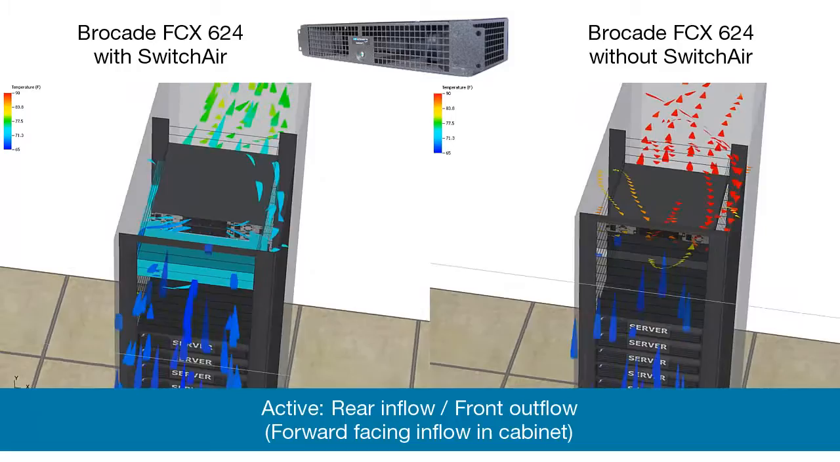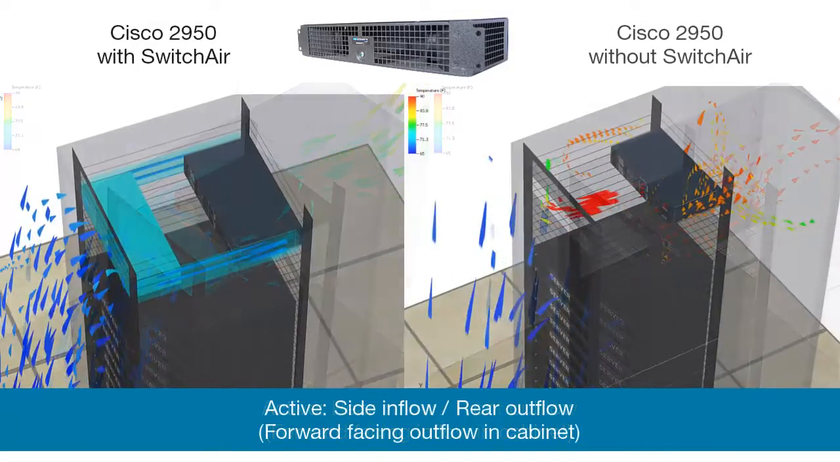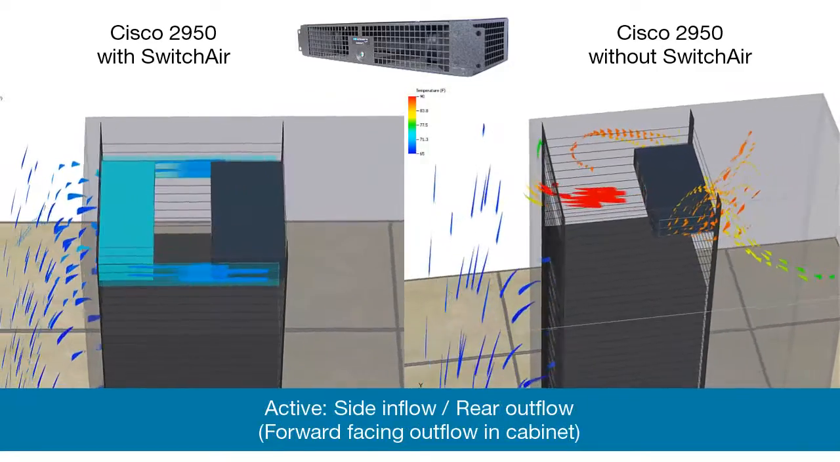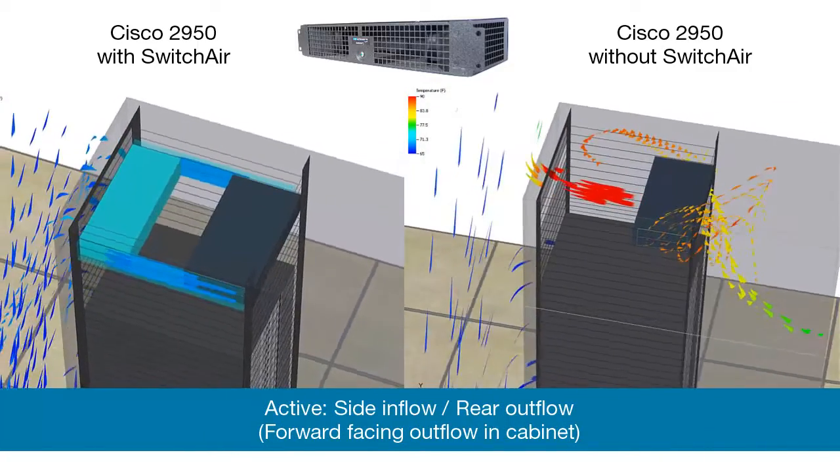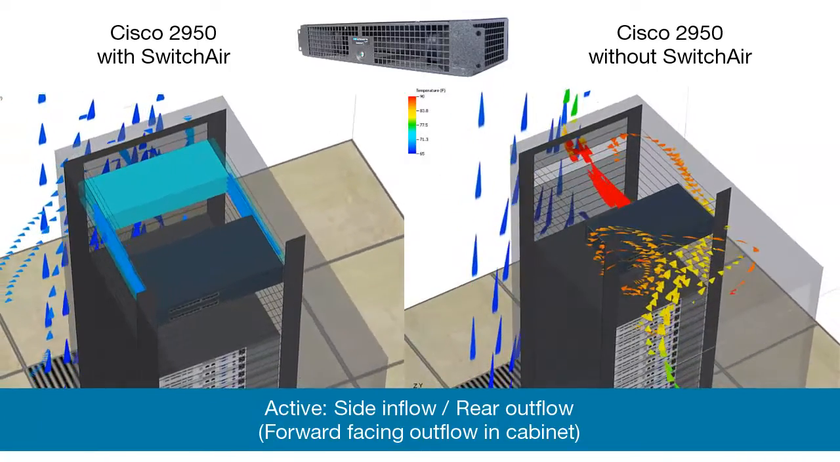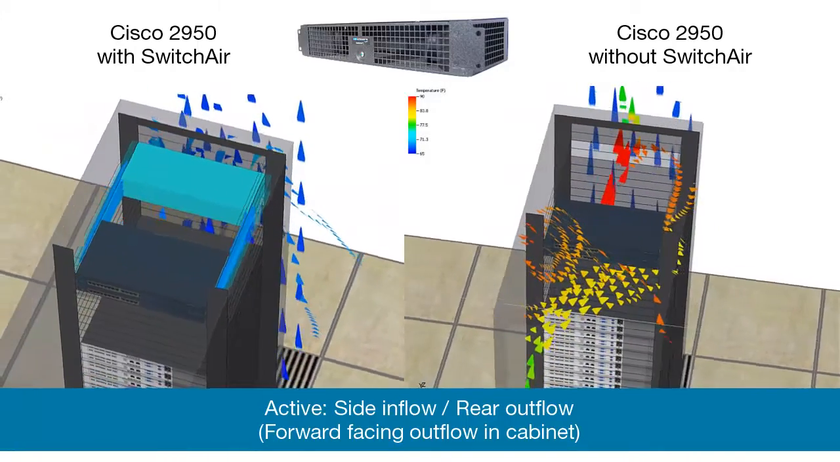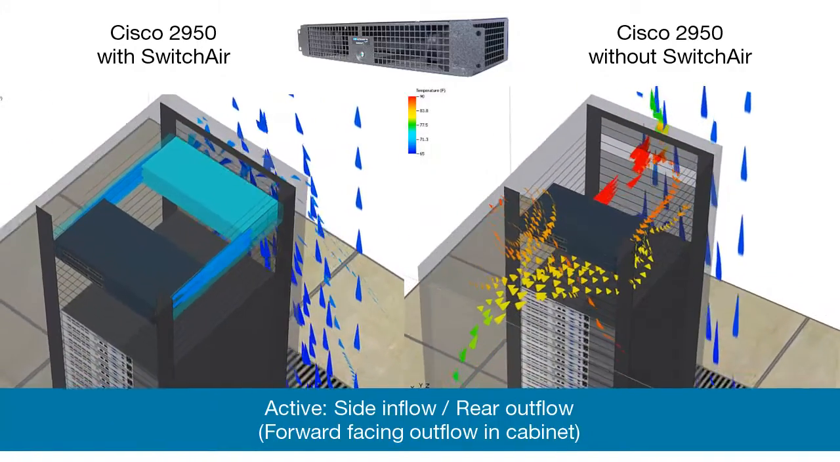This creates an additional issue of routing cables back from the front to the rear of the rack to reach the servers. Narrow cabinets do not allow enough space on the sides, nor is it feasible to remount a switch device that is already live. In this model, we see a side-to-rear flow Cisco device being cooled by an active SwitchAir unit. This solves the overheating issue.